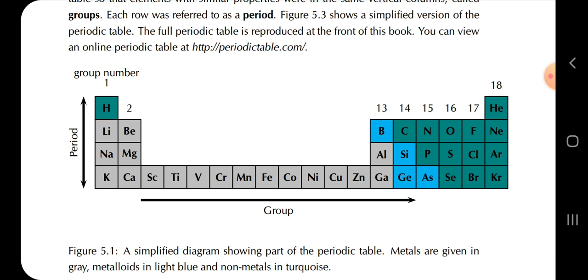And then the numbers 1, 2 at the top show the group. Okay, that is the group. H, which is hydrogen, is in group 1, like that. And then 14 is carbon.